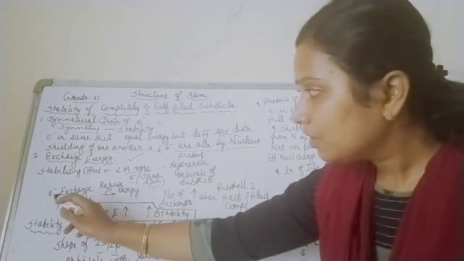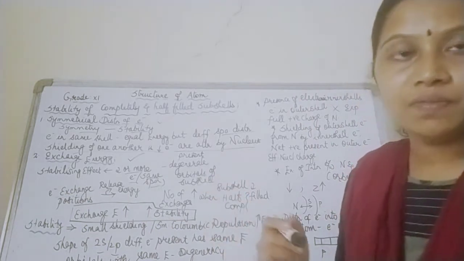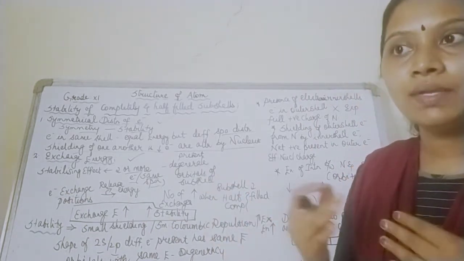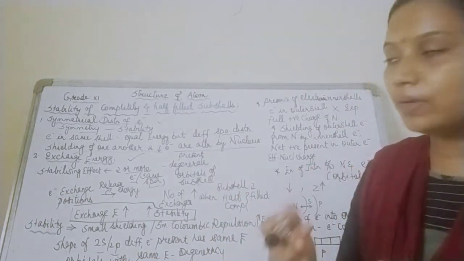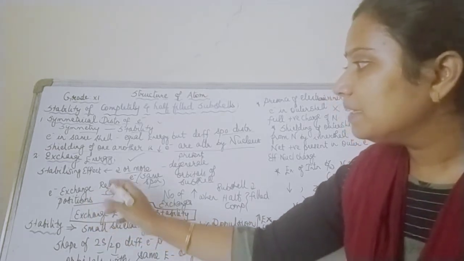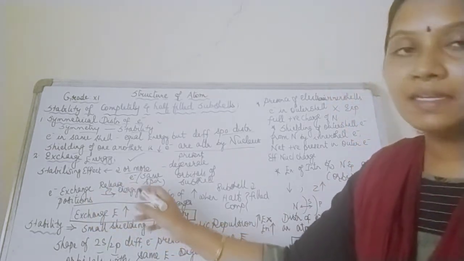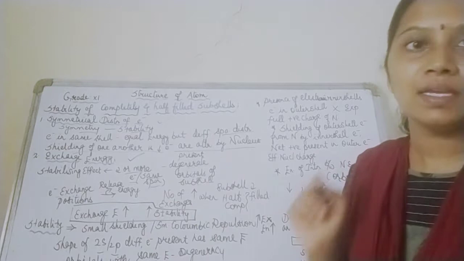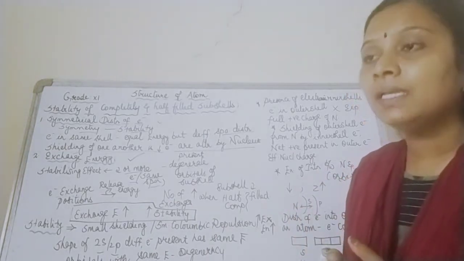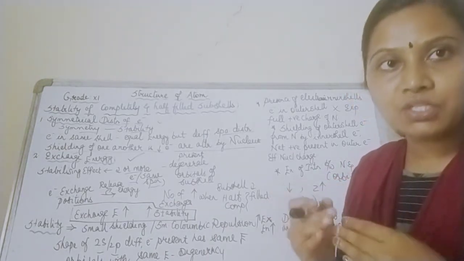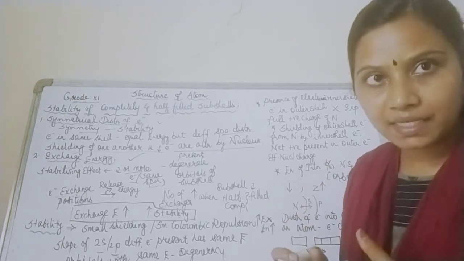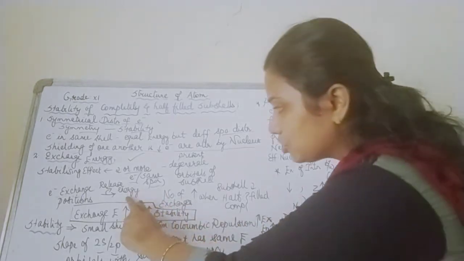Now, when electrons exchange their position, from the ground state to the excited state, they will be releasing energy. This energy is called exchange energy. So, what is exchange energy? When electrons exchange their position, they release energy. That energy is called exchange energy.